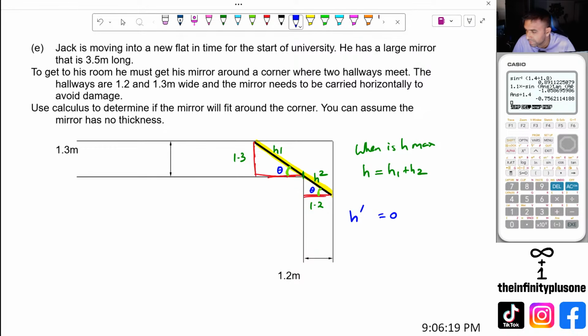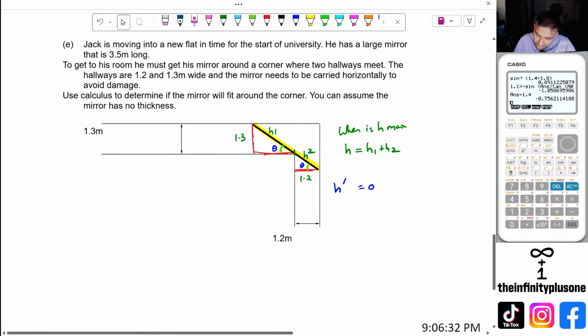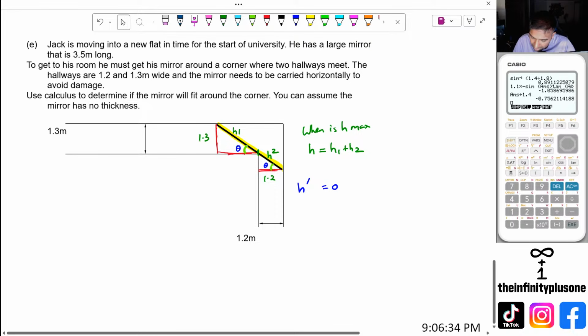All right, so I'm going to start doing this one. No, you don't sub 3.5 at all. 3.5 is you're trying to figure out if the yellow line is going to be more than 3.5. All right, so let me show you guys. So firstly, we've got two triangles, right? I am going to figure out how to do this.